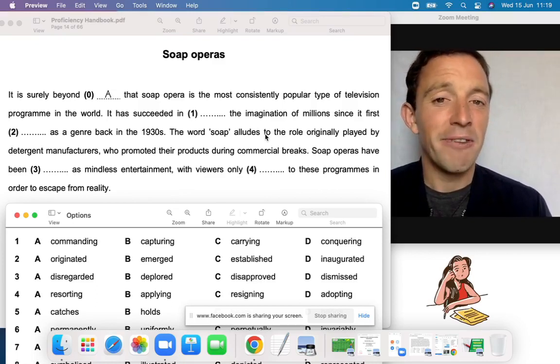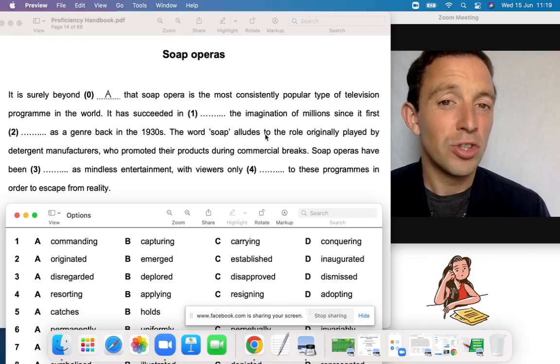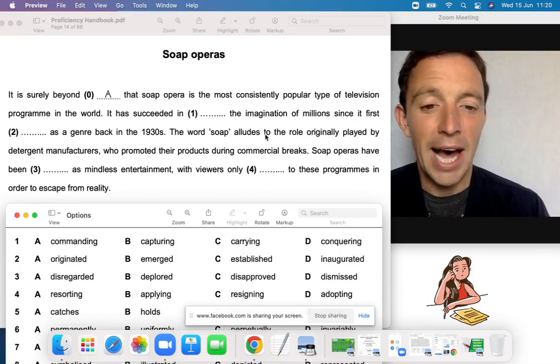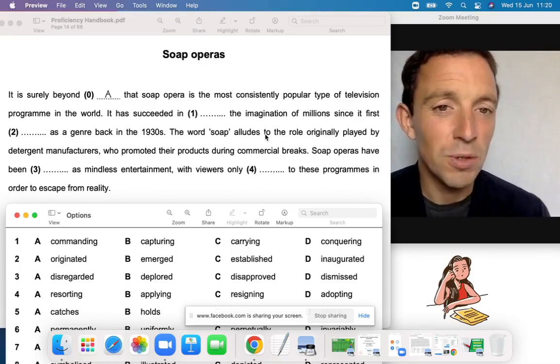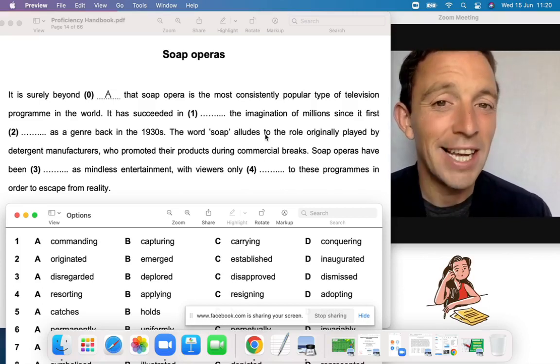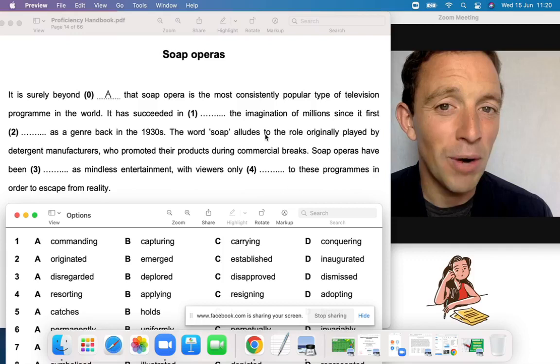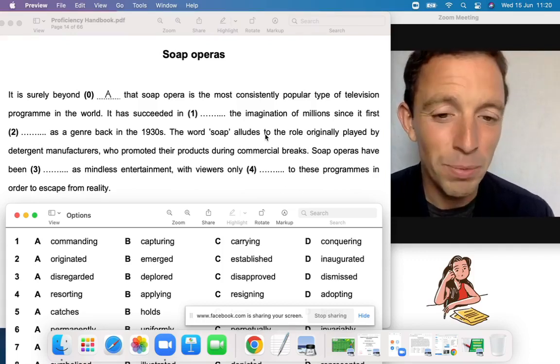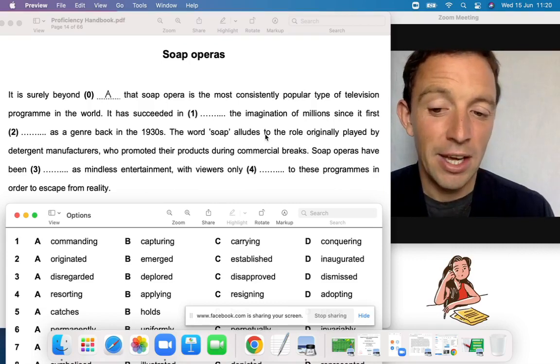So it is very typical with the verb to resort to, and this means to behave in a particular way because you are doing something. And this would make sense in this sentence that viewers only resort to these programs, they only go to these programs as a last option, with the sense of a last option to escape from reality.